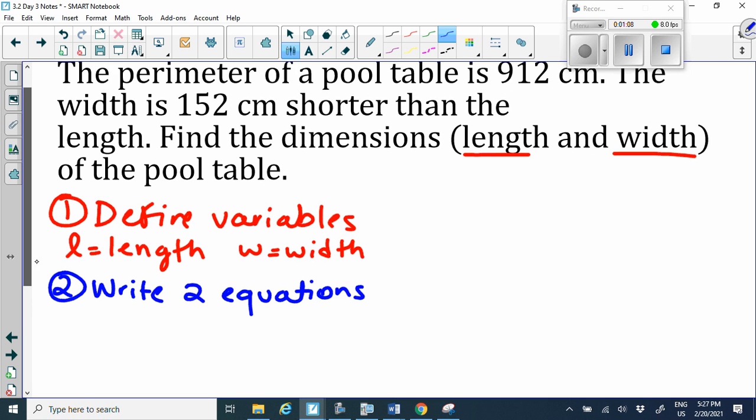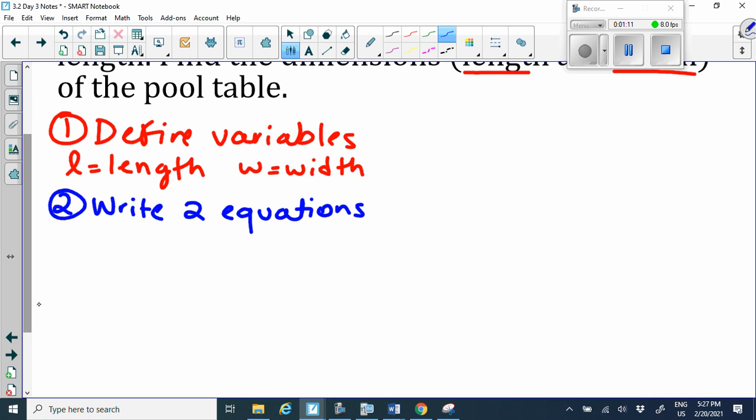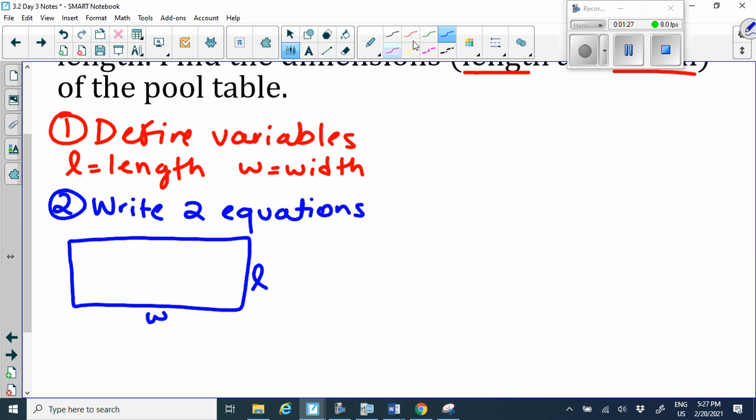Now before I write them, I'm going to draw a pool table. So remember, a pool table is going to be rectangular. So we have length and width. I'm going to say this is my width, this is my length. If you do it opposite, that is okay. It doesn't really matter as long as you define the variables. So with our L and W representing our length and width, inside is going to be the perimeter. Remember, because we have a rectangle, to find perimeter, we add up all the sides. Okay, so here's our pool table.